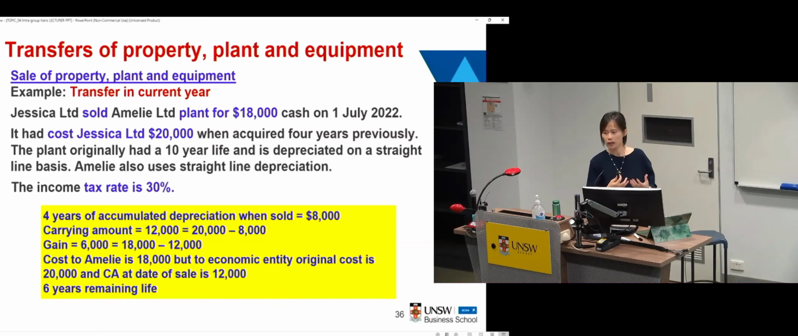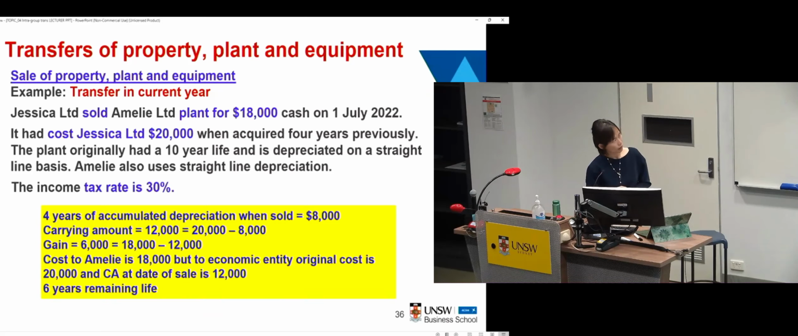Okay. Now, once we know the carrying amount, we will be able to figure out the gain on sale recognized by the seller, Jessica Limited. The gain on sale is equal to the proceeds on sale, that is the intragroup selling price, 18,000, minus the carrying amount of the item sold, 12,000. The difference, 6,000, is the gain on sale recognized by the seller, Jessica Limited.